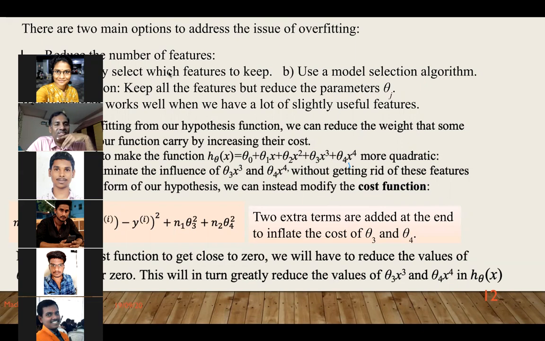The first solution is what? Manually select which features to keep, or use a model selection algorithm, meaning which features to keep and which features to remove. Regularization works well when we have a lot of slightly useful features. What does it mean? Which method do we need to apply, one or two first?